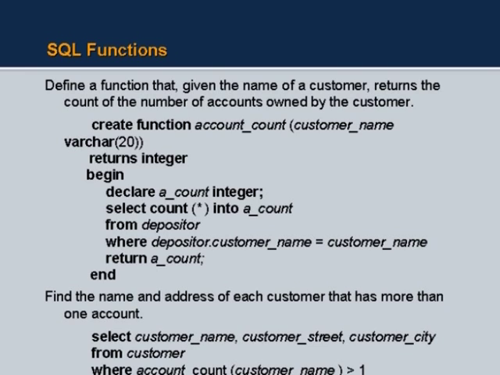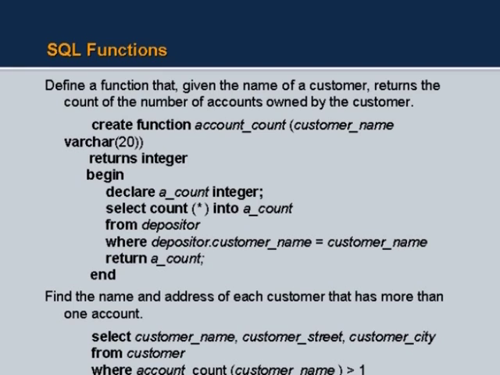And here it is clear that it's doing count star, there's no group by, so a single value is returned. And that you can assign into a local variable, and then you return that variable. Okay, so this function tells you how many accounts a given customer has. And you can use that in a query.